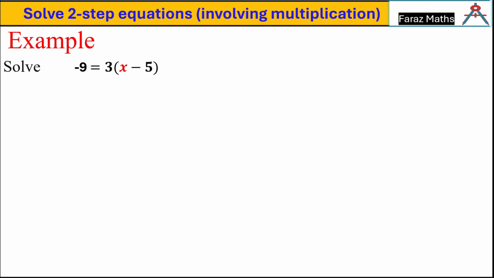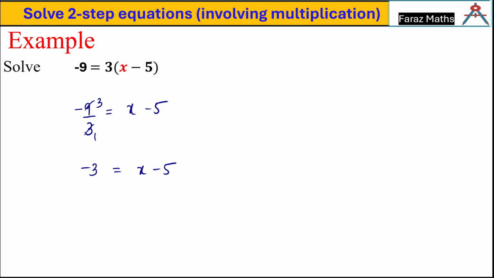Okay, coming to the next. Minus 9 is equal to 3 bracket x minus 5. So you can divide by 3 on both sides. So minus 9 divided by 3. This 3 is in multiplication on the right side, so it will divide on the left side. And x minus 5 will be left there. So solve this. 3 ones are 3, 3 3s are 9. Minus 3 equals x minus 5.